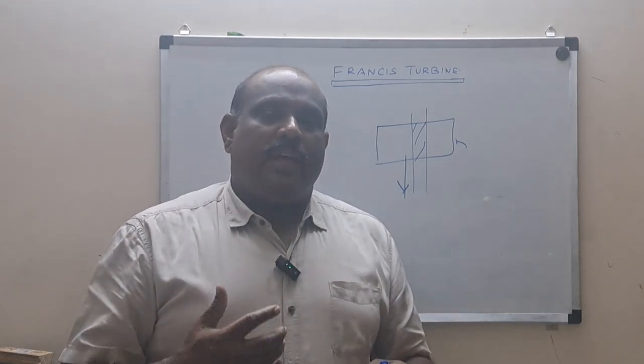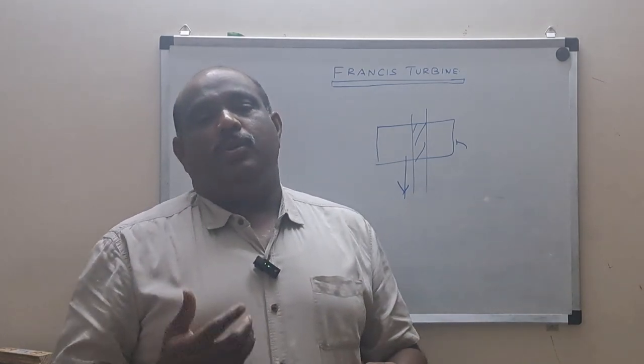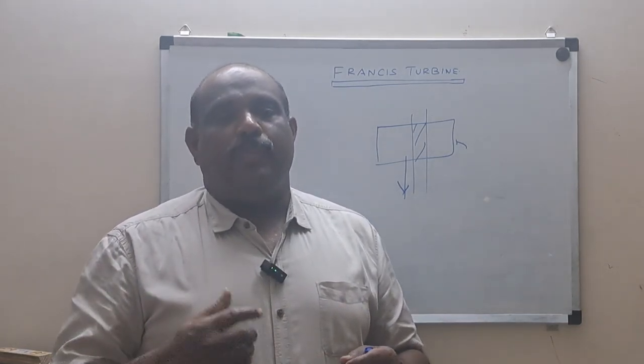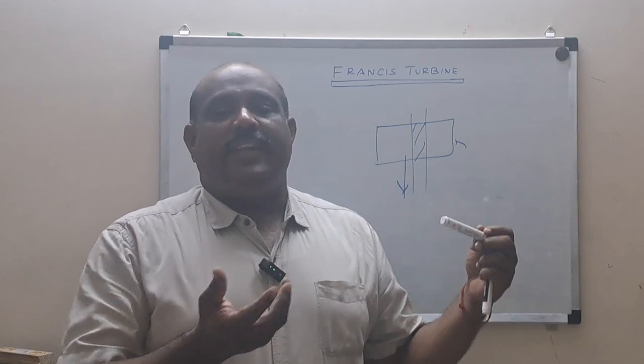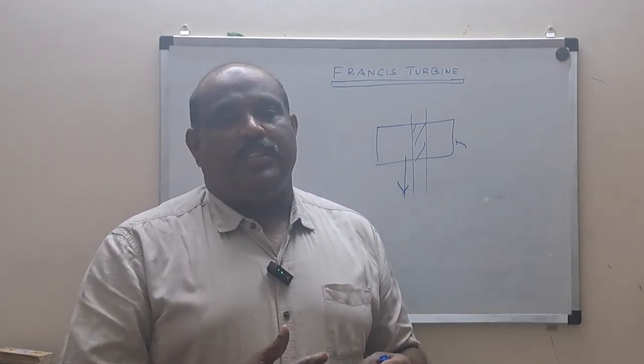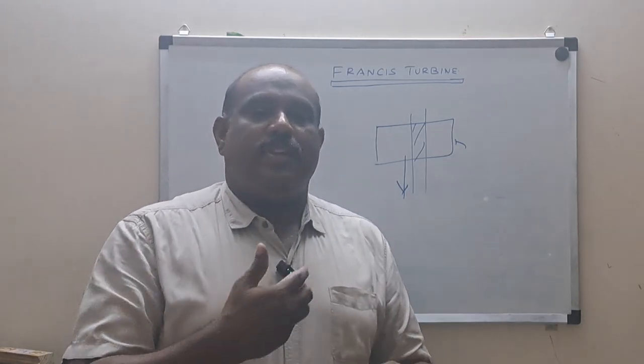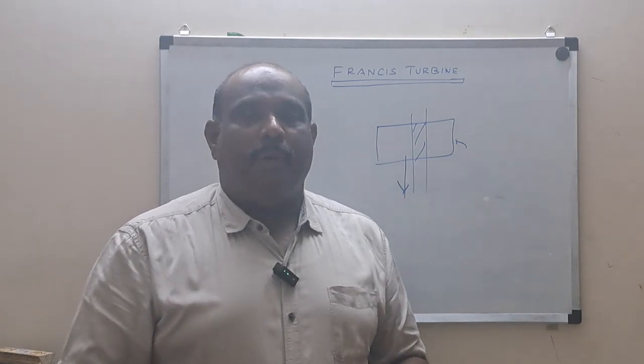And the velocity triangle of the Francis turbine is just opposite to that of your centrifugal pump. If you know the centrifugal pump already, it will be very easy for us to draw the velocity triangles of the Francis turbine. Or if you know the velocity triangle of the Francis turbine, you can easily draw the velocity triangle of the centrifugal pump.